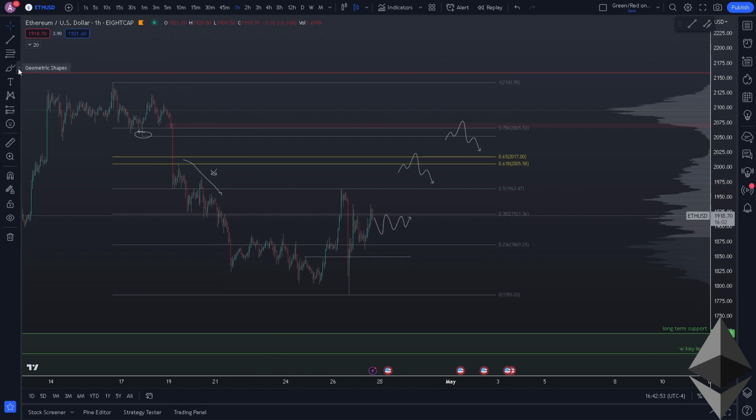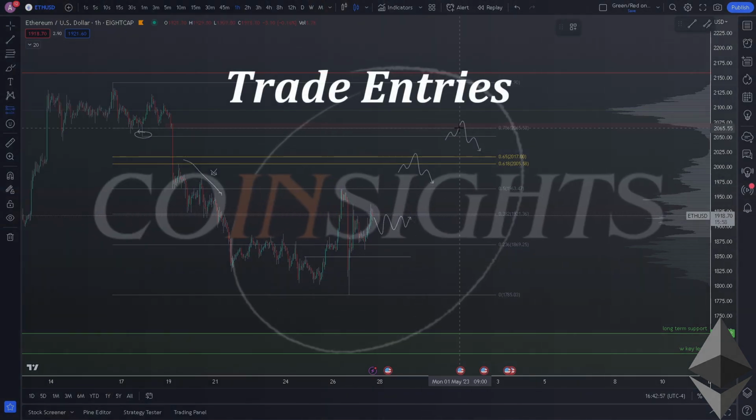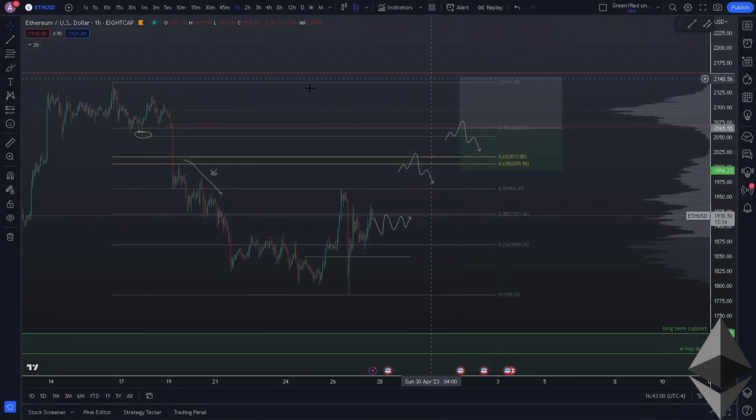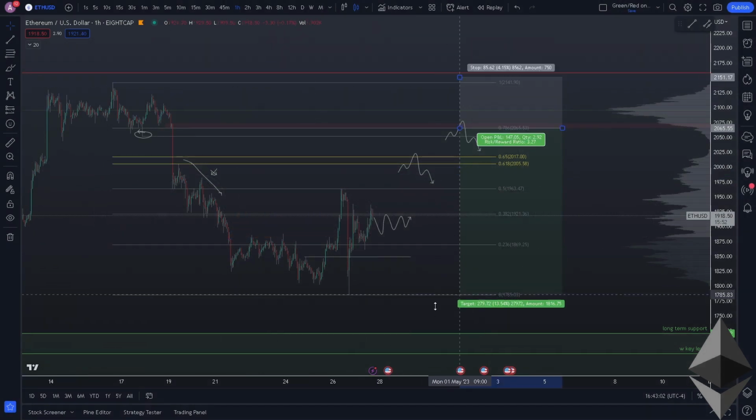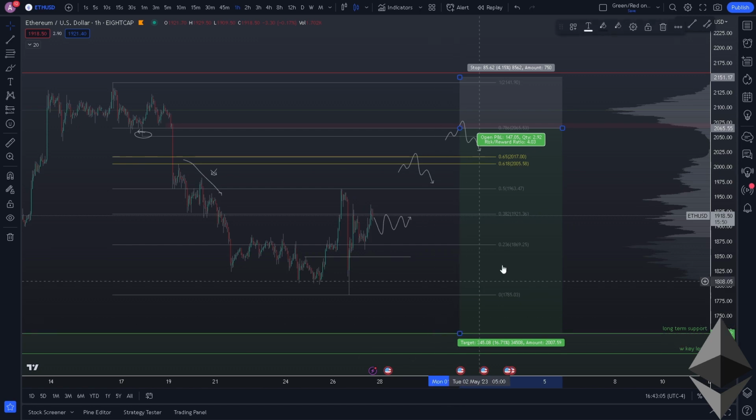If I were to look at trade entries, I definitely would observe price action. I probably wouldn't set limits just yet, but the two trade areas I would be looking for is something that looks like this, with price action and targets coming down to this long-term support.